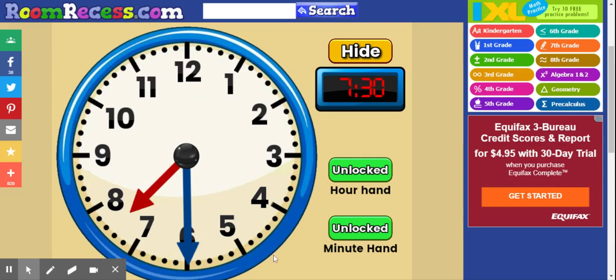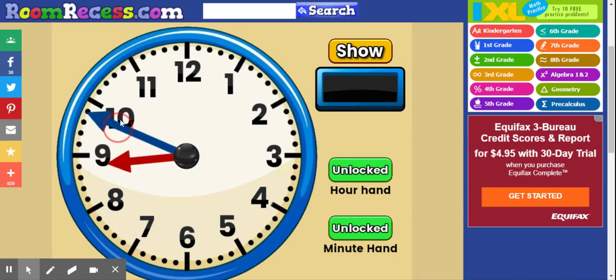Take a look at the clock now. The hour hand is in between the 8 and the 7. So the hour is 7. And the minute hand is on the 6. So the minute is 30. The time is 7:30. Now, I'm going to hide the digital clock, and I'm going to show you a time on the analog clock, and I'm going to give you a couple of seconds to read the clock and then check your answer.